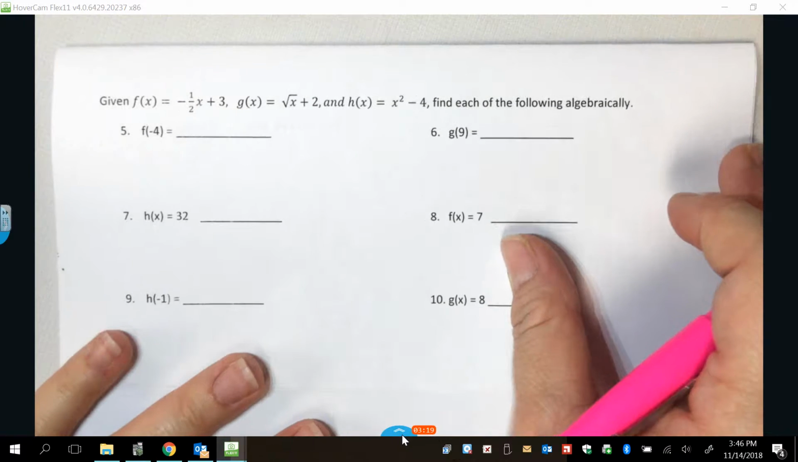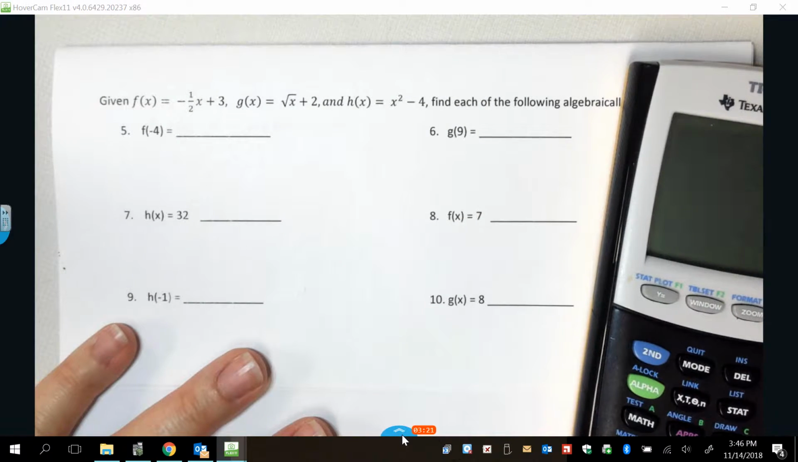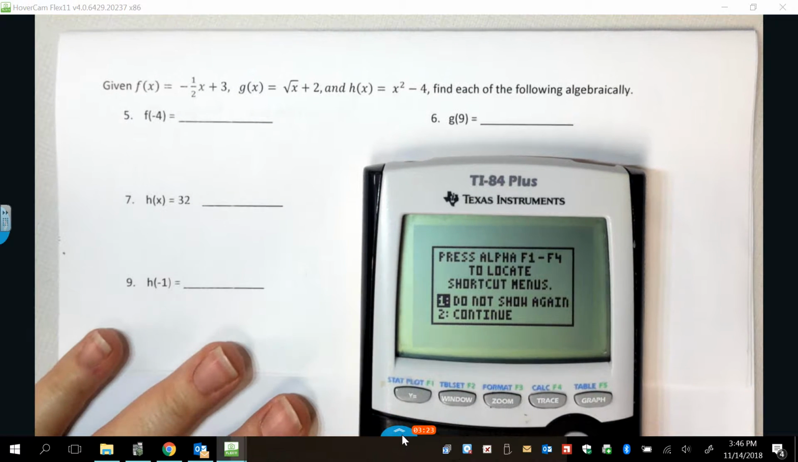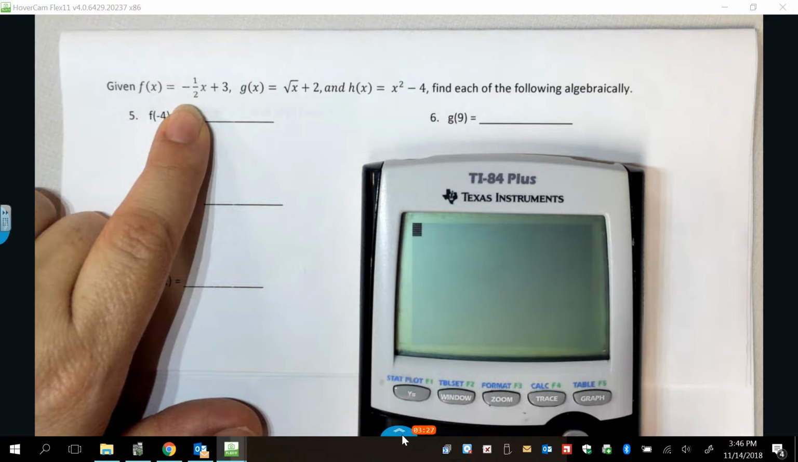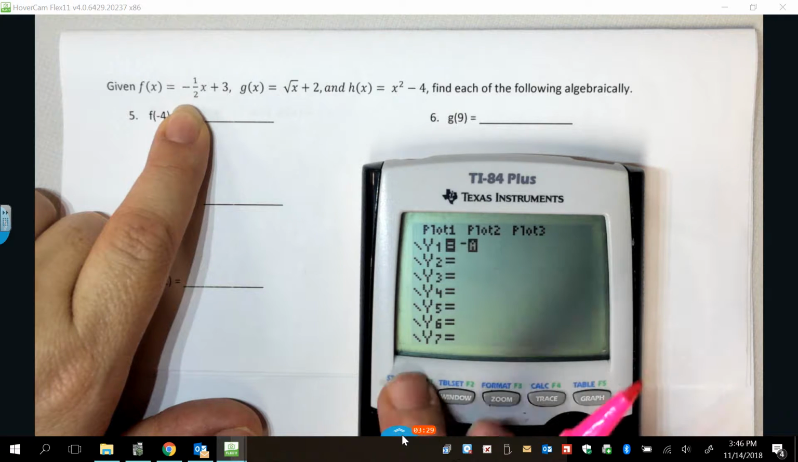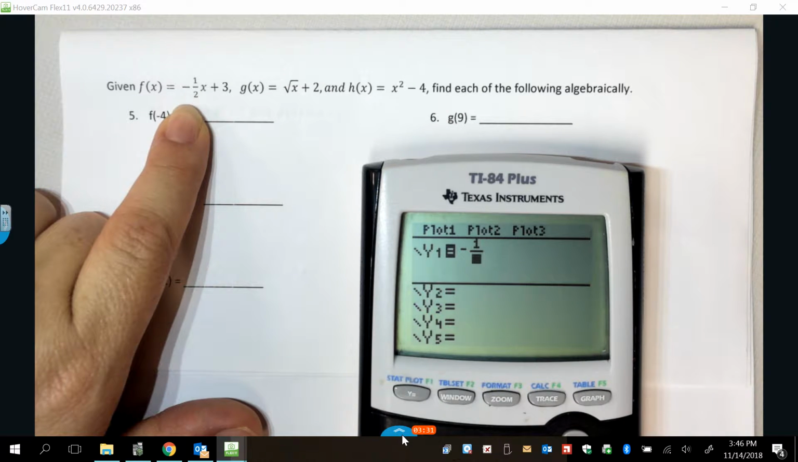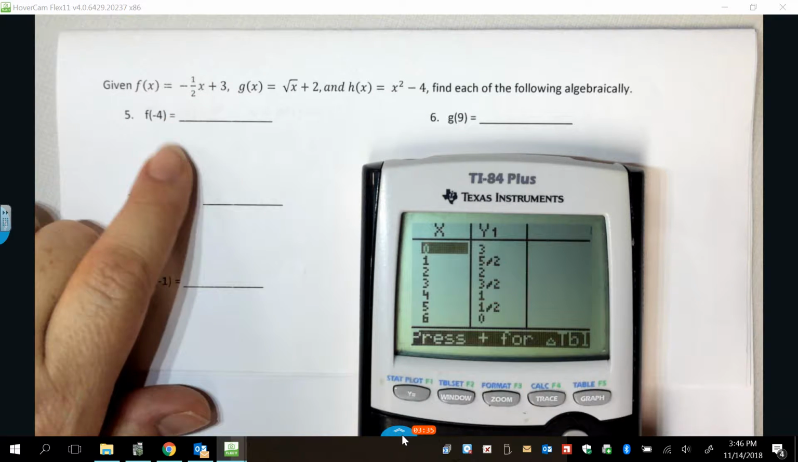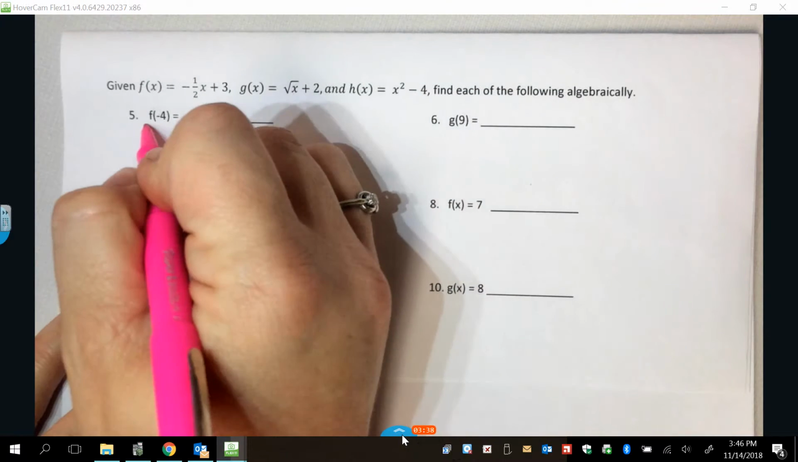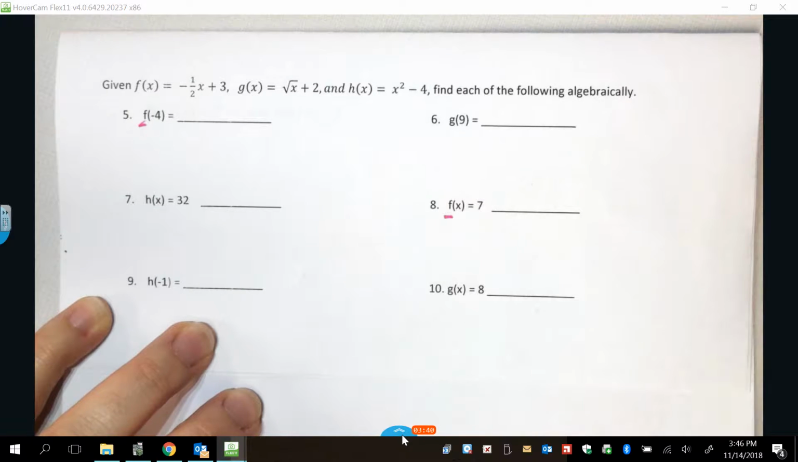So these are asking for the same thing, except you're going to use your calculator. So I like to do this one equation at a time. So I'm going to do my f of x equation first. Y equals, enter 1/2 x plus 3. And I'm going to find which equations have f of x. So this has f, and this has f. So I'm going to use those two equations.